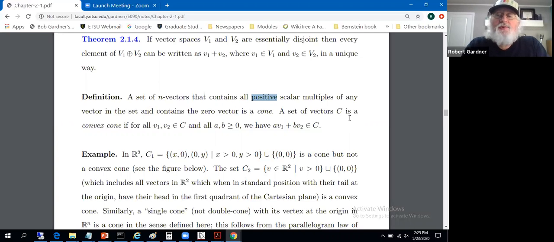A set of vectors, C, is called a convex cone if for any two vectors v1 and v2 in that set C, the linear combination a v1 plus b v2 is also in that collection of vectors C, but we've got the restriction that a and b are non-negative. So it isn't closure under linear combinations, it's closure under linear combinations when the scalars you use are non-negative.